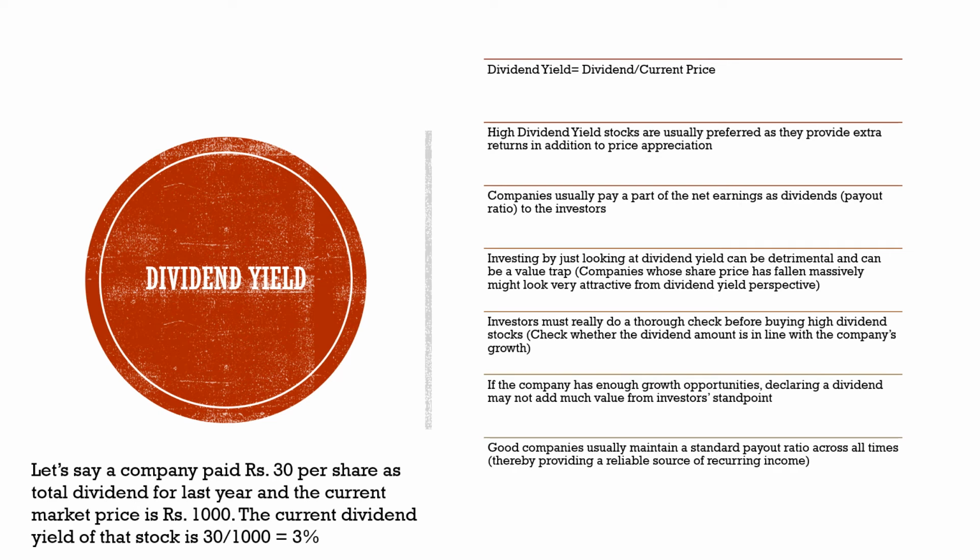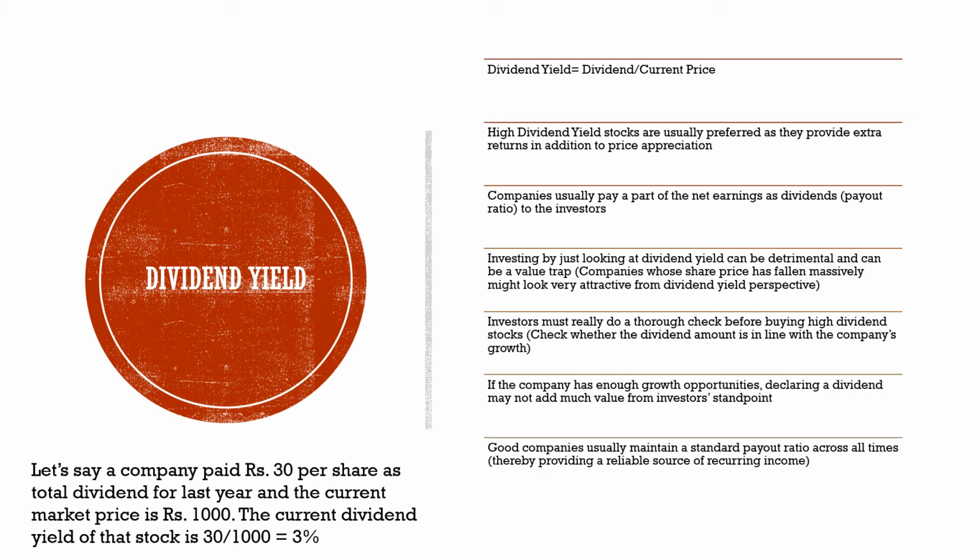The second point is that high dividend yield stocks are usually preferred as they give extra returns in addition to price appreciation. So let's say the dividend yield of a stock is 3%, and usually you expect, let's say, 15% returns from price appreciation. In totality you will get 15 plus 3, which is 18% returns from investing in that particular stock. That's the reason most investors prefer stocks which have a higher dividend yield.